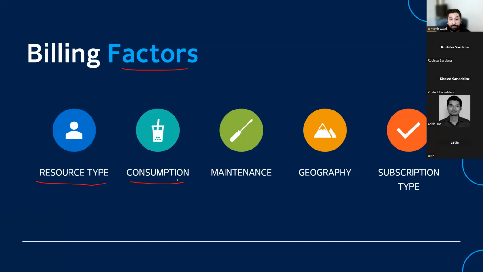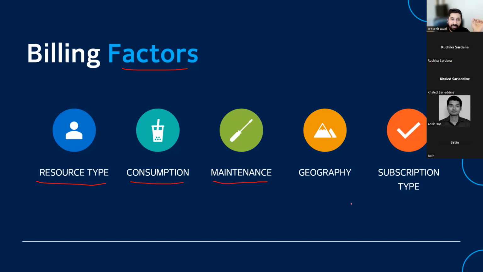Second is consumption. How much did you use? Did you use it 1 GB, 2 GB, 3 GB, or 1 hour a day, 2 hours a day, 3 hours a day? Depending upon the type of service, you'll get an idea. Third is maintenance. What was the maintenance window? Did Azure do the maintenance? Did you do the maintenance? Obviously, services that are managed by Azure are expensive because they need to do the hard work.